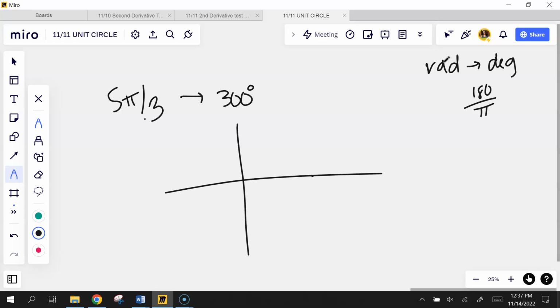The reference is 60. That's exactly right, Lucy. That's 300 degrees. So this is my reference, and the only thing left there to go up would be 60. That was an easy one. How about 7 pi over 6?